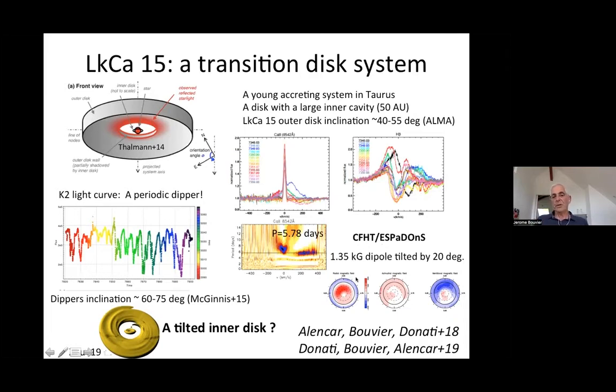And with ESPaDOnS, of course, we can do the polarimetric analysis, and we derived a strong dipole field, which is misaligned with the rotational axis, which produces the funnel flow. This misalignment between the magnetic and rotational axis makes the magnetospheric accretion non-axisymmetric and thus produces the funnel flow. And this is exactly what the models predict. When you have an inclined dipole, you should have this kind of signature. So that's fully consistent with what is expected from the models.